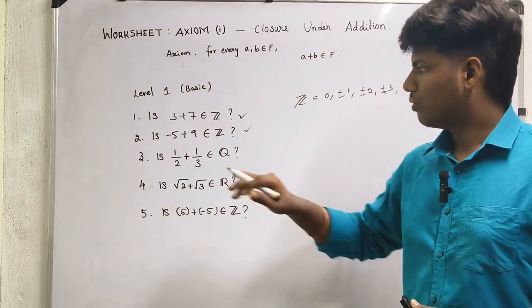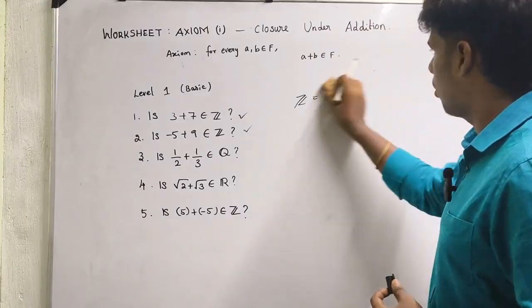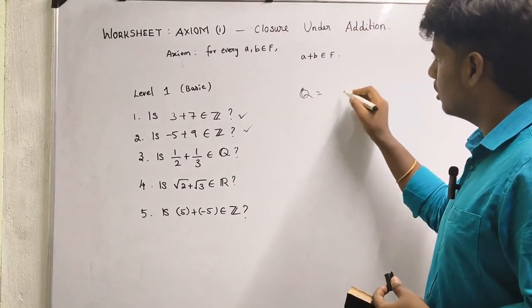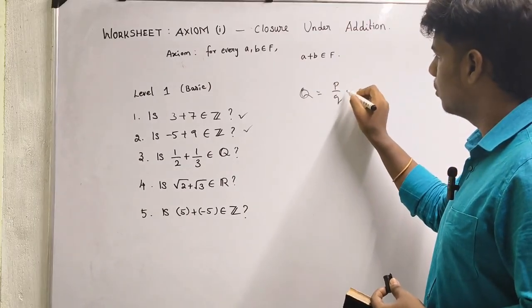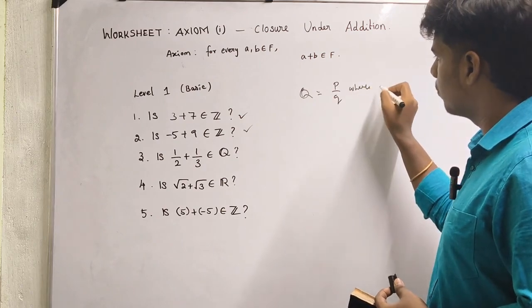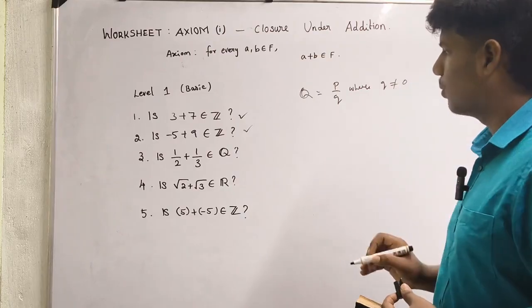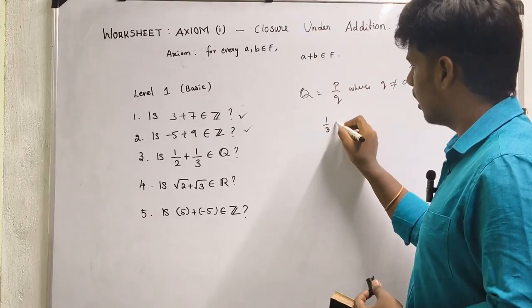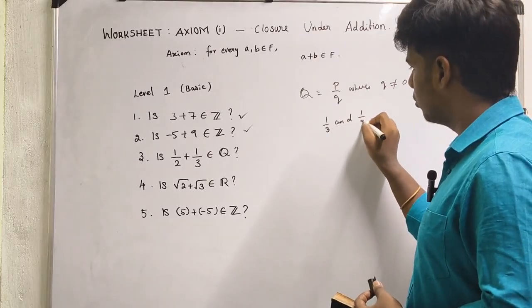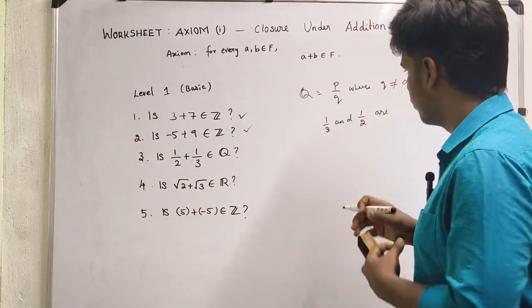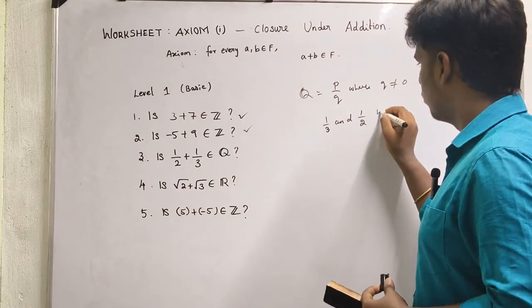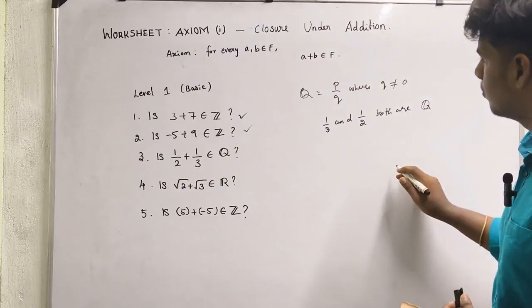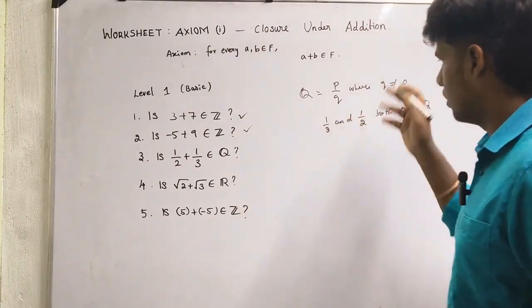Now we go to the third problem, which is rational numbers. Rational numbers are in the form of p by q, where q is not equal to 0. So I take 1 by 3 and 1 by 2. Both are rational because they are in the form of p by q.